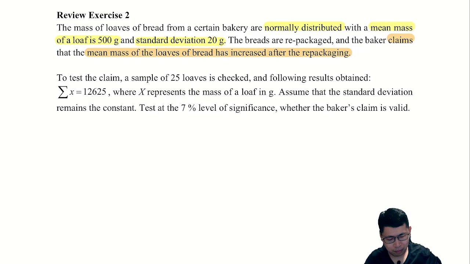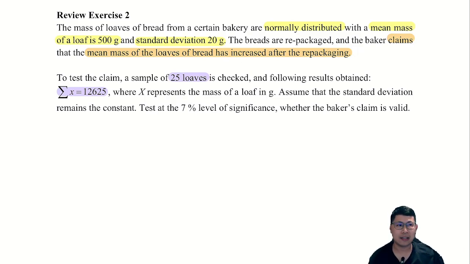To test the claim, we have a sample of 25 loaves. Regarding my own system, it is up to you whether you want to have your own. My system is that for population quantities I will highlight one color, and for the sample I will highlight another color, which you can see later. Then we have the following results over here. Assume that the standard deviation remains constant, and test at the 7% level of significance whether the baker's claim is valid.